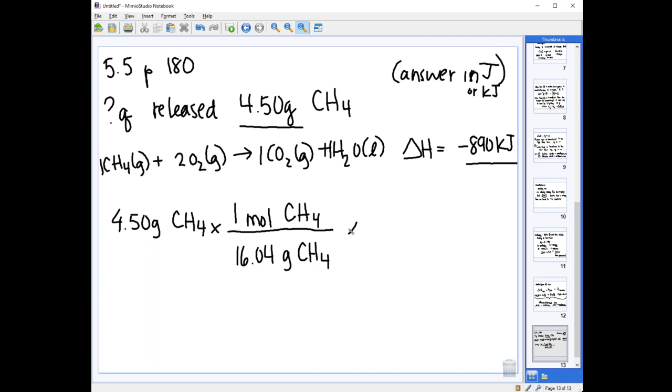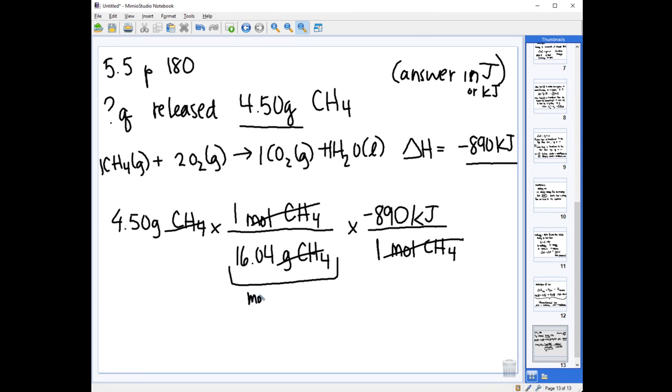Okay? Now, let's look at my reaction. In order to cancel things out, I've got to put mole of CH4 on the bottom, and I've told you my answer is going to be in joules or kilojoules. Since I've got kilojoules here, then I know I've got to have kilojoules at the top. So my grams already cancel out. I've got to get my moles to cancel out. So I go back to my chemical reaction, and I see that my coefficient is 1. So 1 mole of CH4 produces negative 890 kilojoules. Okay, so I'm going to get my molar mass here. That's going to be my first step.